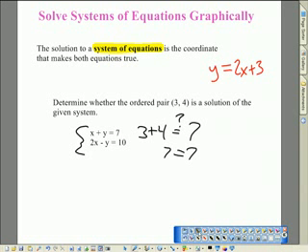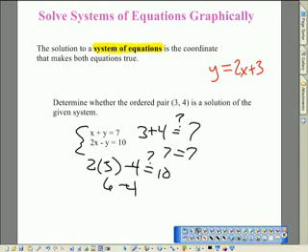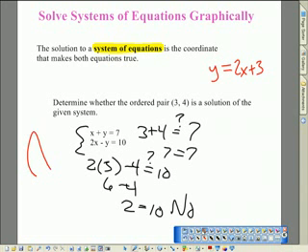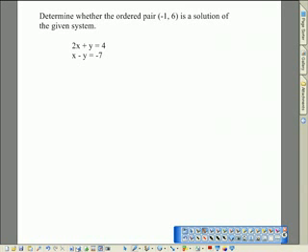But now, since it's a system, I also have to plug it into the bottom equation. 2 times 3 minus 4 equal to 10. That's 6 minus 4, which is 2. Is 2 equal to 10? No. So is this ordered pair a solution to that entire system? No, it doesn't work. That is not a solution to the system. So we're looking for the one coordinate that will make both of them true at the same time.